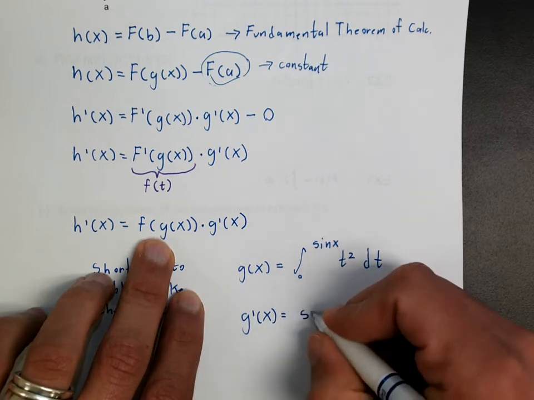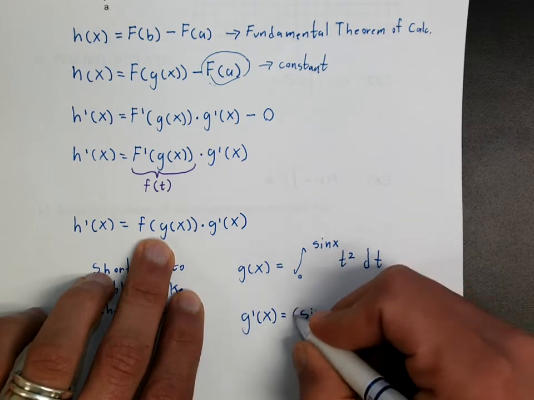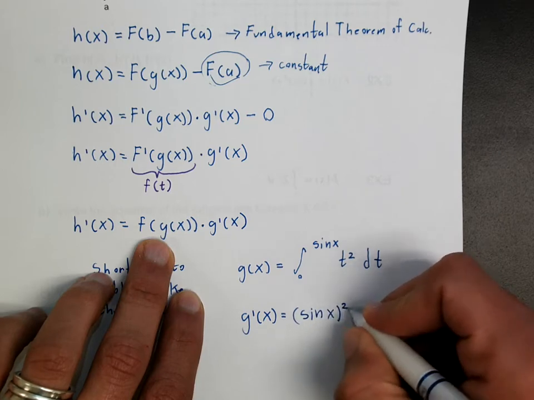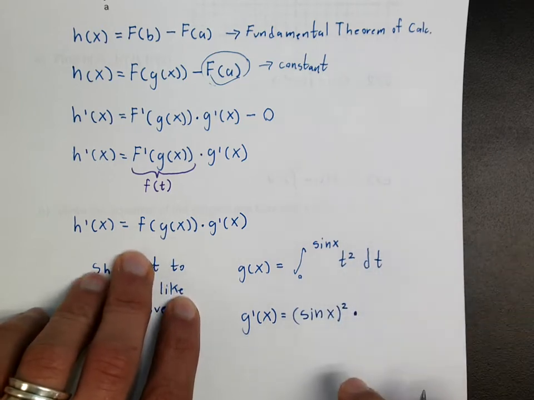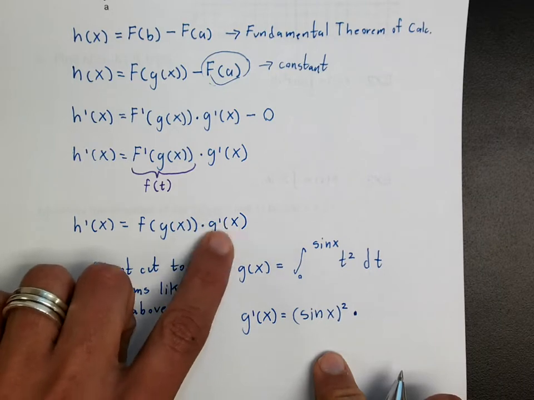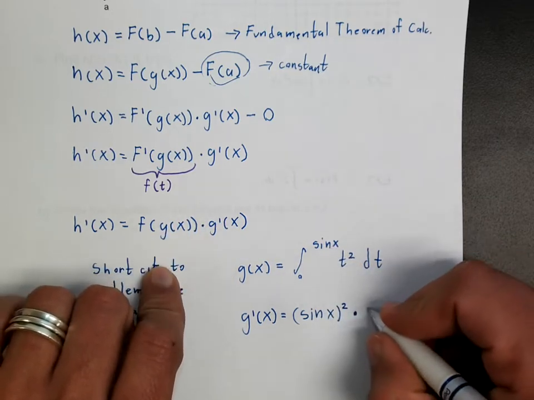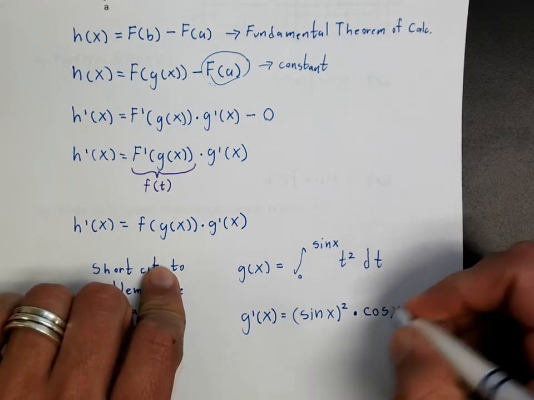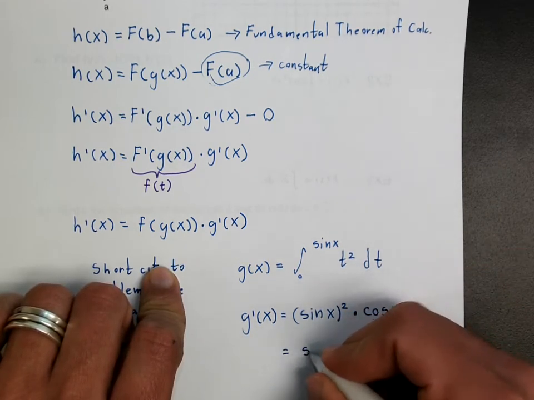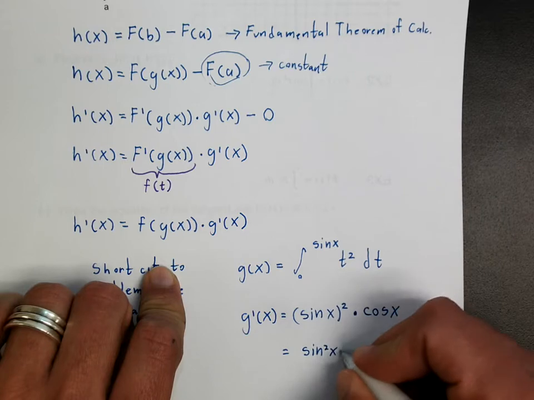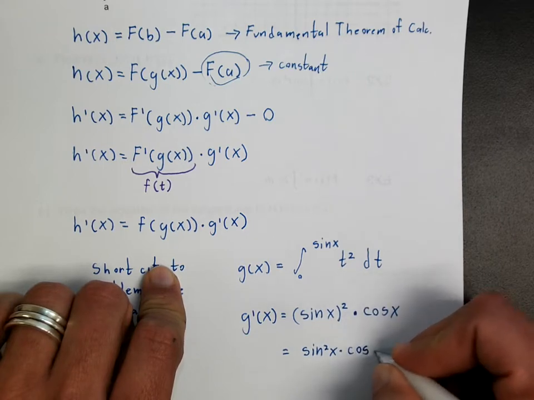So I have sine of x squared times the derivative of g of x. Now the derivative of sine is cosine. So this is equal to sine of x squared times cosine, which is what we had at the very top.